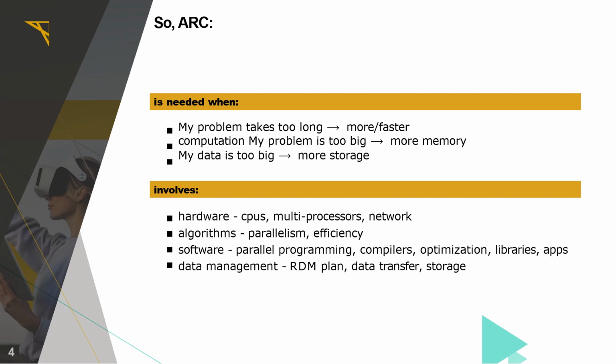Now, what does ARC involve? Like I've said, it involves hardware, algorithms, software, and also data management. Now, you might think that because ARC has more cores, it's faster, right? The short answer is yes, but only if used correctly. Adding more CPU cores is like hiring more workers, the scenario I gave from the beginning. However, just throwing more people at the problem doesn't always mean it can be done faster.